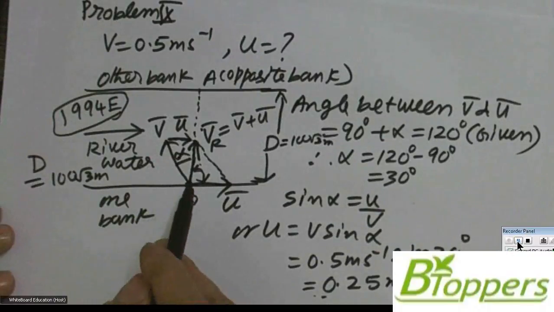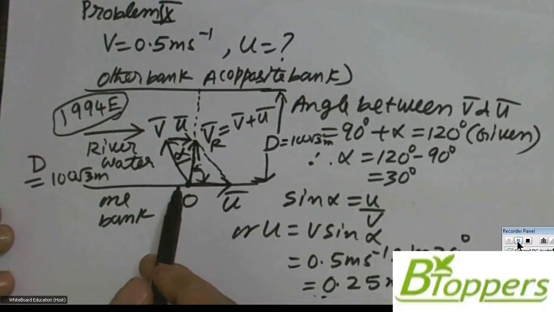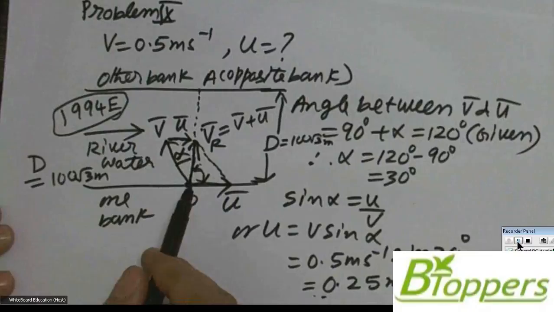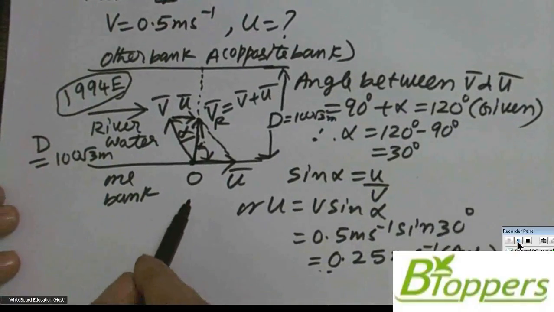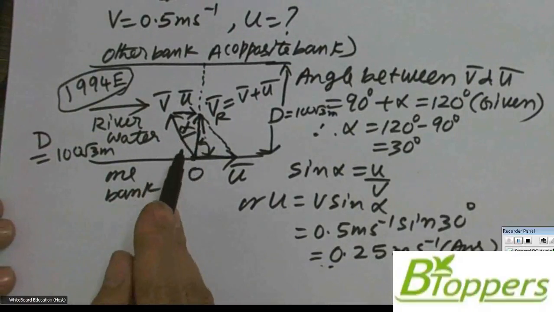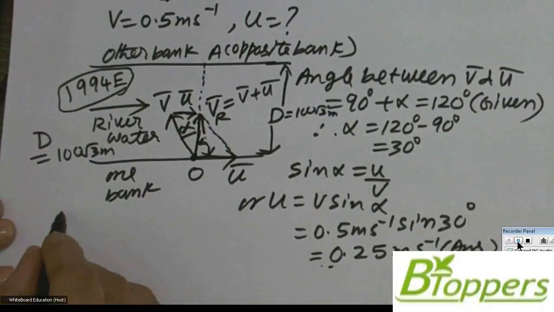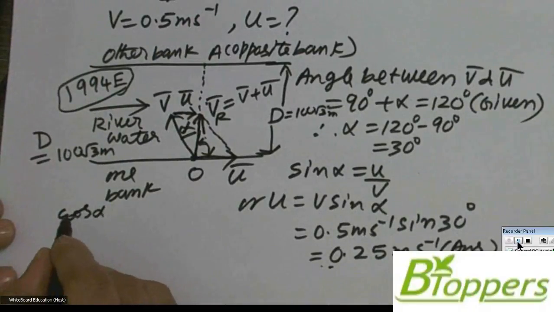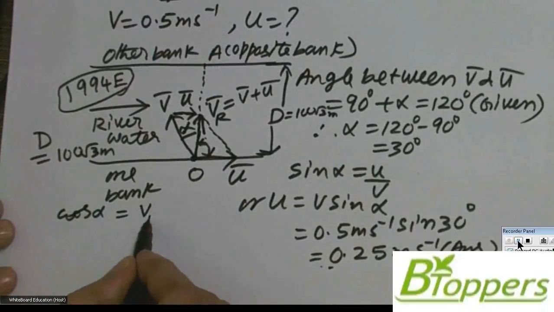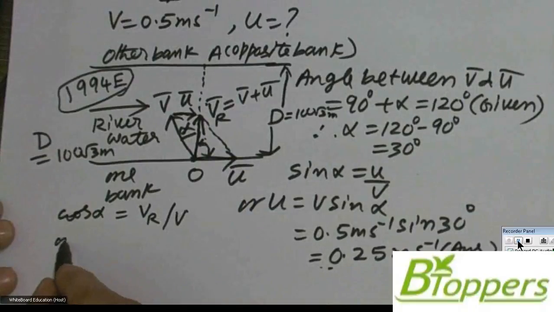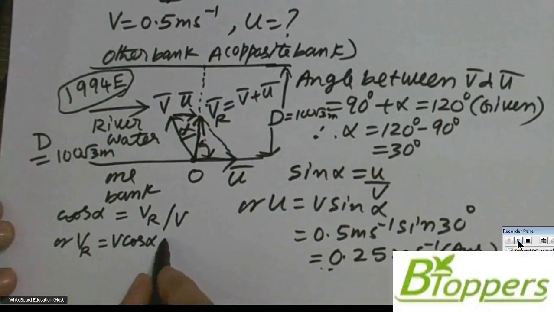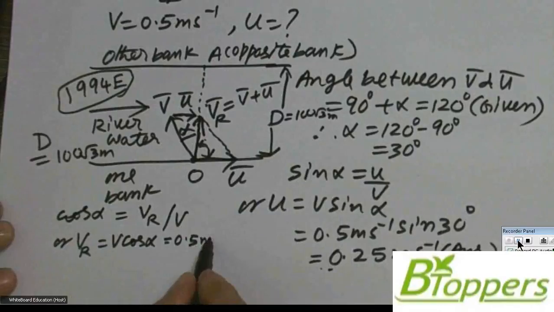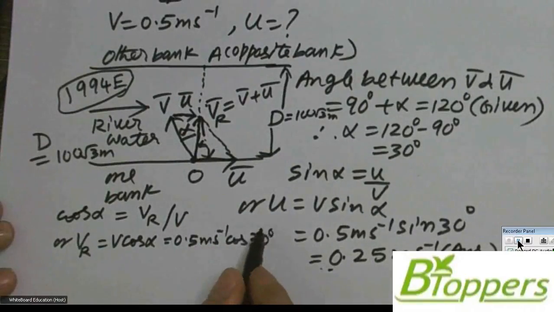In case you remember the conclusion I have given, in case 2 you can directly use this conclusion to find the time taken to cross the river along the minimum distance path, which is given by T equal to D by root of V square minus U square. Otherwise, you can see the same figure. From this figure, you can write cos alpha equal to VR by V. VR means the magnitude of the resultant velocity, that can be written as V cos alpha. Here V is given as 0.5 meter per second. Cos alpha means it is cos 30 degrees.